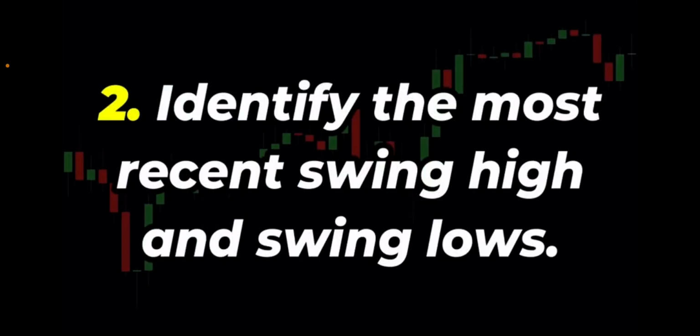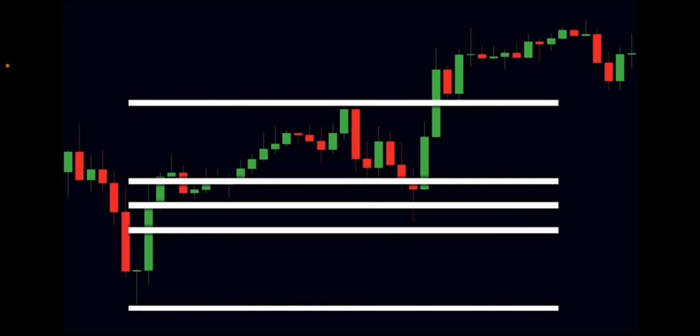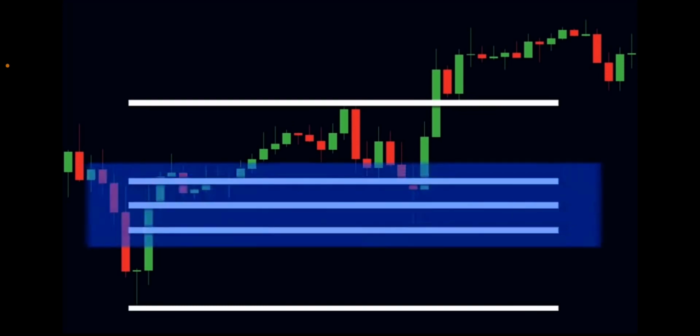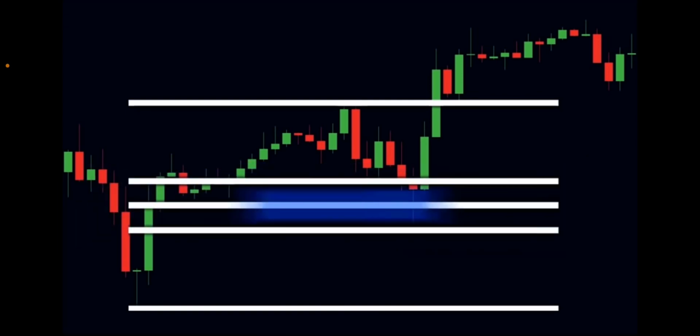The second step is to identify the recent swing high and swing low. On this chart, the swing high and swing low are these points. Once we have identified the swing points, we will plot the Fibonacci retracement tool. The retracement tool will provide us with price levels that will help us in predicting the end of the pullback.